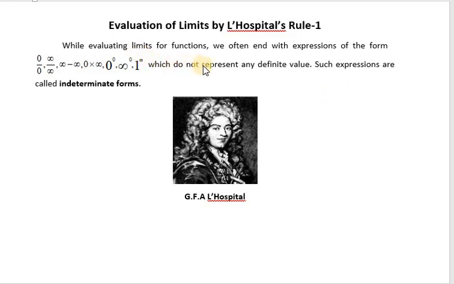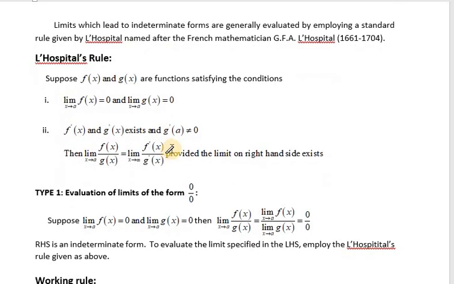While evaluating limits for functions, we often end with expressions of the form 0 by 0, infinity by infinity, infinity minus infinity, 0 into infinity, 0 to the power of 0, infinity to the power of 0 and 1 to the power of infinity, which do not represent any definite value. Such expressions are called indeterminate forms. So G.F.A. L'Hopital, a French mathematician, gave the rule to evaluate such indeterminate forms.